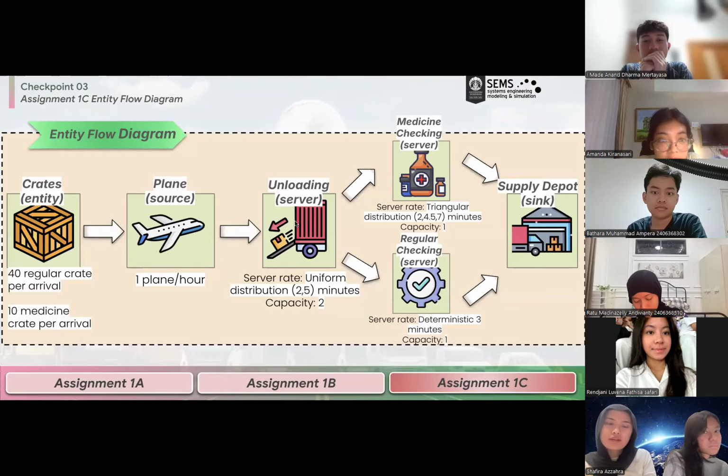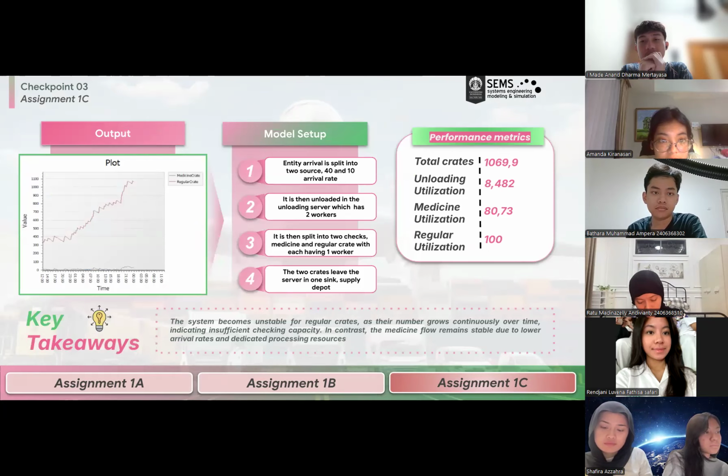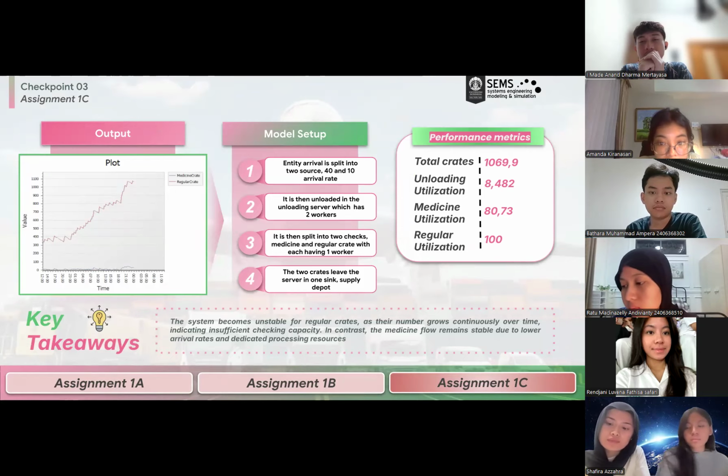And we have another entity flow diagram. And this is the SIMIO model construction. So for the key takeaways, the system becomes unstable for regular crates as their number grows continuously over time.